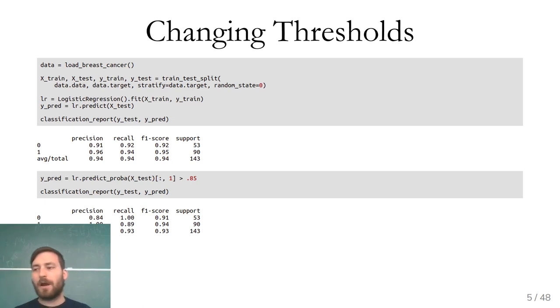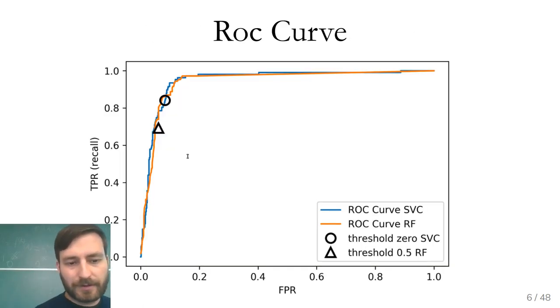But if you care more about recall for class 0 than you care about precision for class 0, you can either be more aggressive in classifying as class 0 or be more conservative in classifying as class 1. So now we change the prediction to be only predicted as class 1 if the predicted probability by the model is greater than 0.85. In this case, we will predict fewer 1s, which means the precision of class 1 will go up and the recall of class 0 will go up. So this is a very simple way we can change the model.